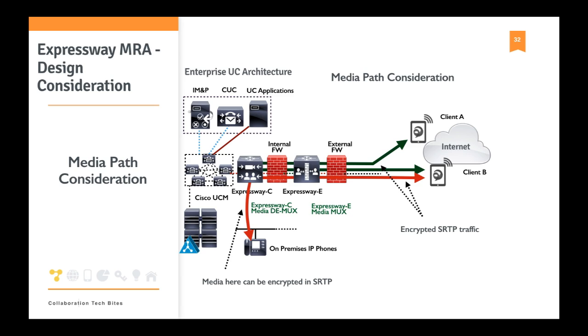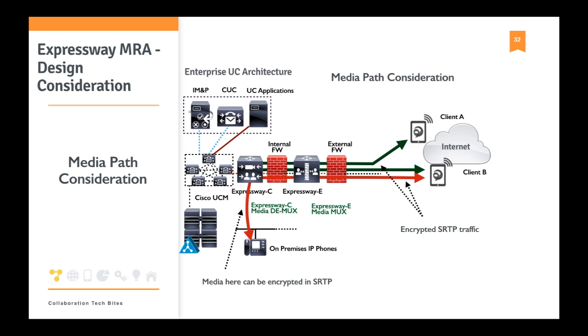That means that if client A here on the internet is registered to the Cisco Call Manager through Expressway E, and is trying to call client B, who is also a registered client through Expressway, the media, or SRTP, will also be anchored through Expressway C.